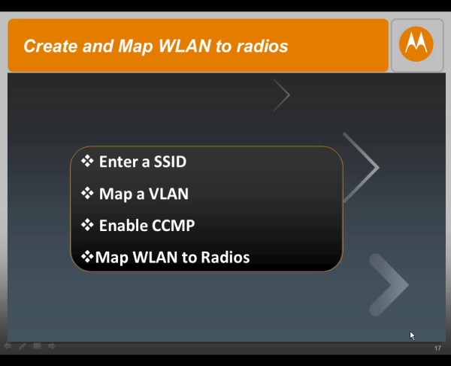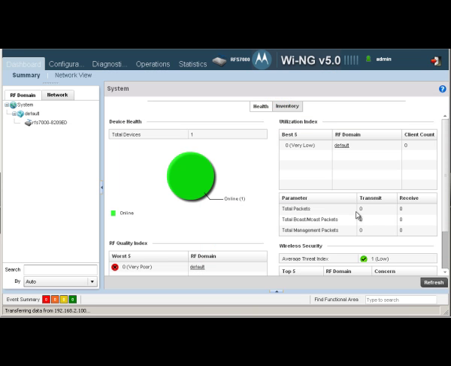We will now create a new wireless LAN, assign it an SSID, map our extended VLAN 6 to this wireless LAN, secure the wireless LAN using CCMP, and finally map it to the radio. We are now going to create a new wireless LAN which is going to be extended to the AP.